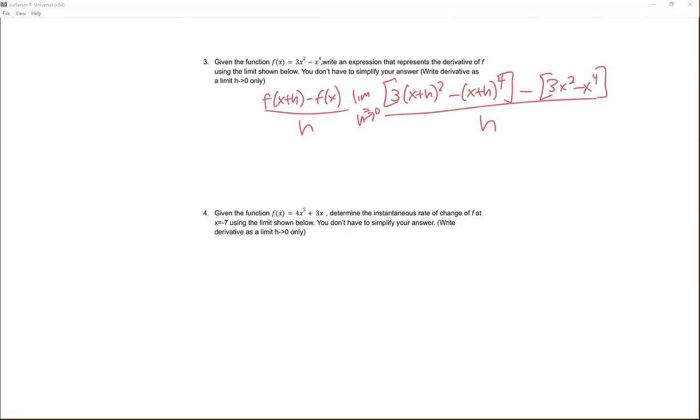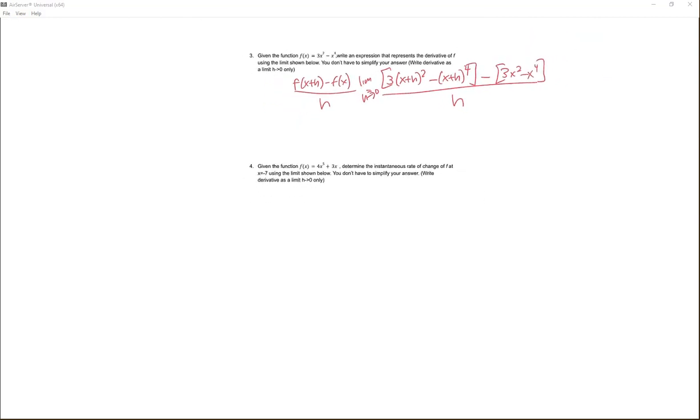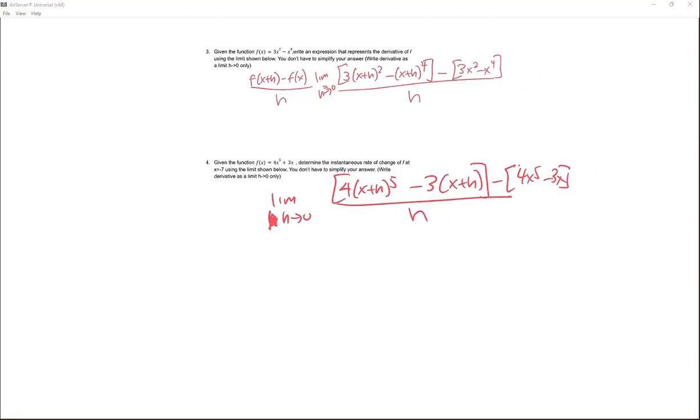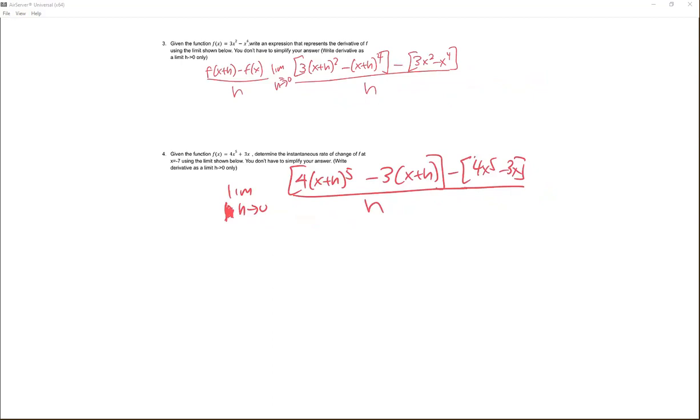Same thing for number 4. Number 4 is the limit as h approaches 0 of 4 times (x plus h) to the 5th power minus 3 times (x plus h), all over h. Minus, sorry, I forgot the minus. This is a bracket. Minus 4x to the 5th minus 3x. So you're just plugging it into the formula. That one shouldn't be too hard, okay?